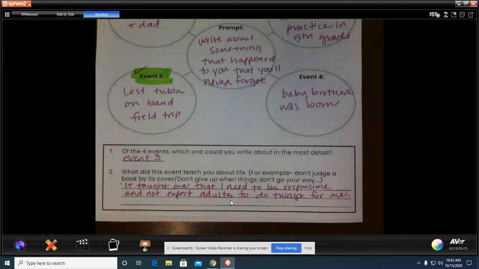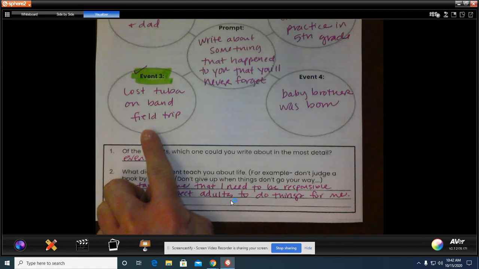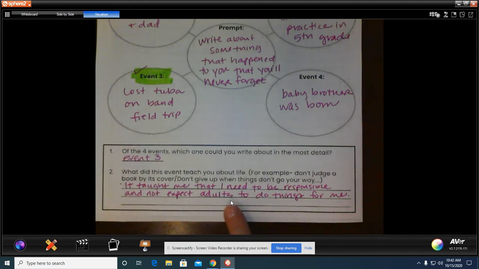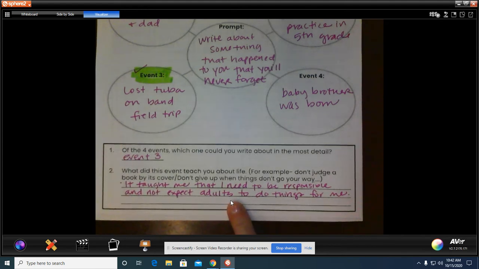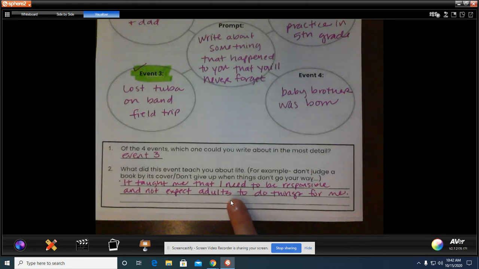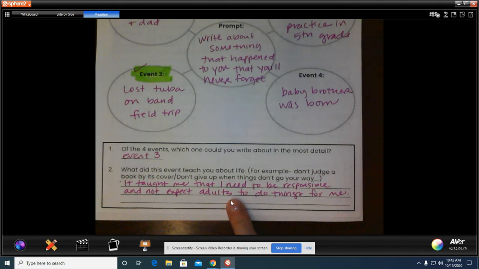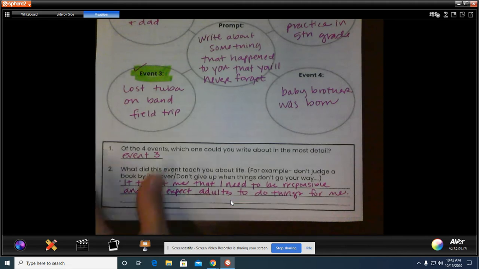So let me go over the event. The event that I'm writing about is that I lost my tuba on the band field trip. What did I learn about life because of that event? Well, it taught me that I need to be responsible and not expect adults to do things for me. I'm going to use this theme or takeaway sentence, also known as a truism, somewhere in my essay this week.